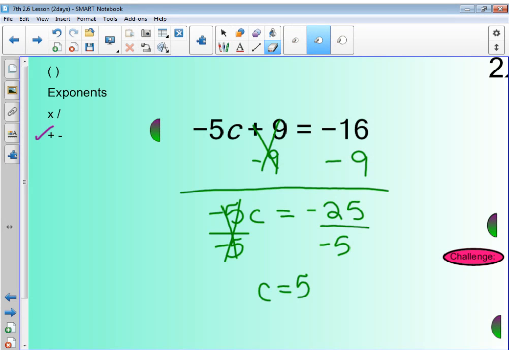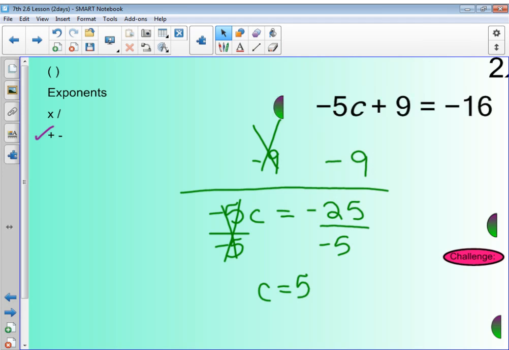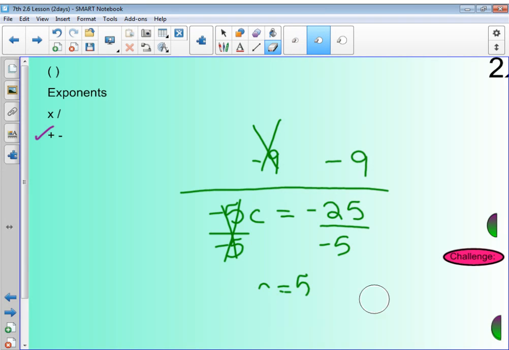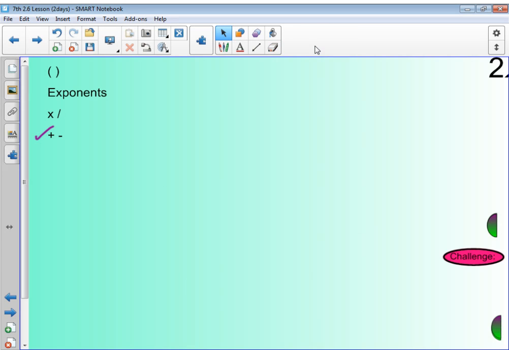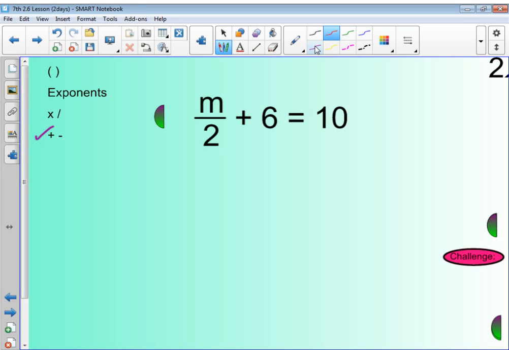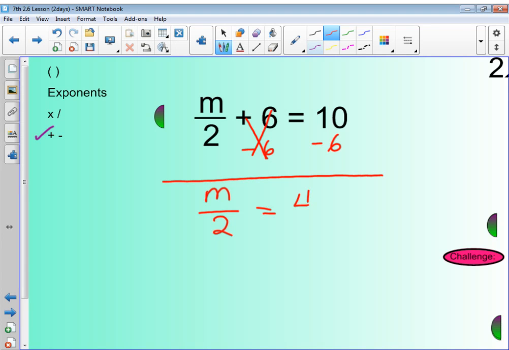Okay, so now we're going to move on with some equations that involve division. Same concept. We'll still start with any adding or subtracting. So now we've got m divided by 2 plus 6 equals 10. We're still going to get rid of any adding or subtracting first. So minus 6, minus 6. Now I have m over 2 that's not crossed out equals 10 minus 6 is 4.